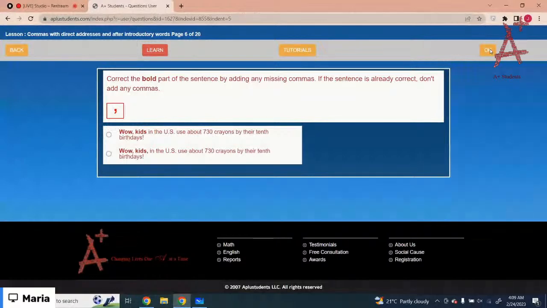Wow, kids in the US use about 730 crayons by their 10th birthdays. The second one is: wow, kids in the US needs use about 730 crayons by their 10th birthday. So which is the correct option, one or two? Everyone, please just write the answers only once. Option number one is the correct option. You don't need to put a comma right after the word kids.